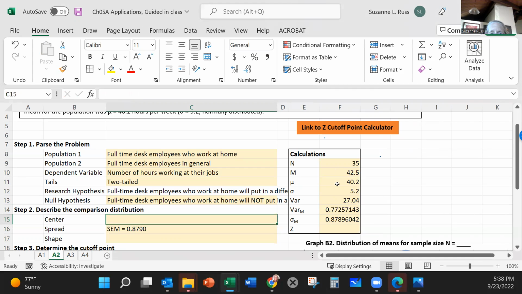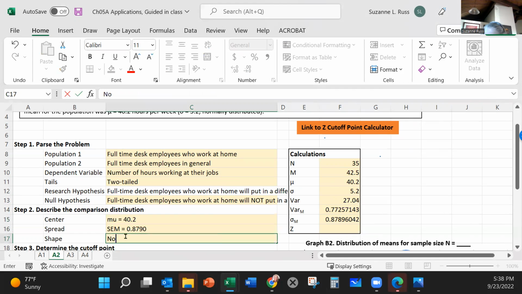The center is just going to be mu all the time. So the center, I'm just going to write mu equals, and it's 40.2. And the shape, it's going to be normal.